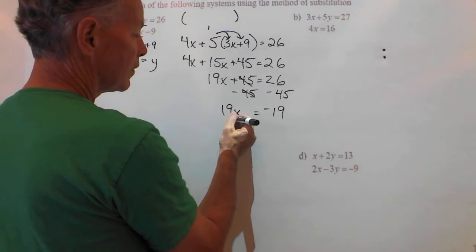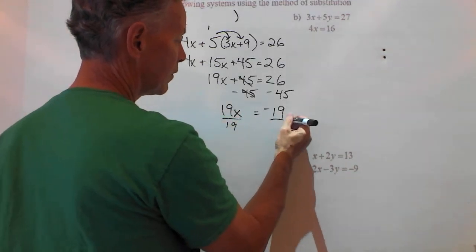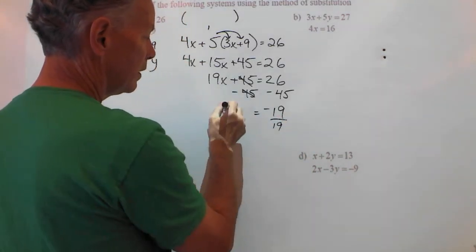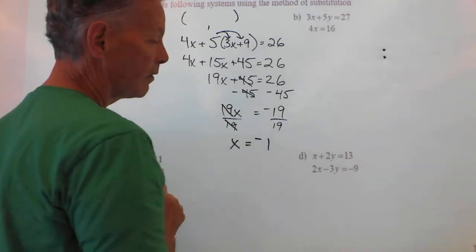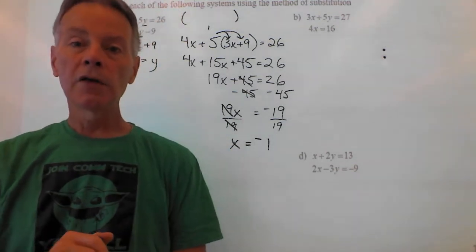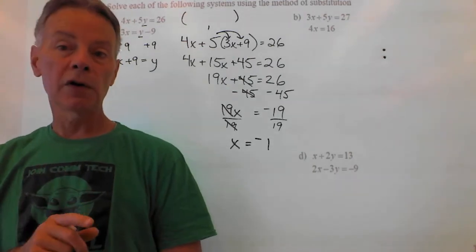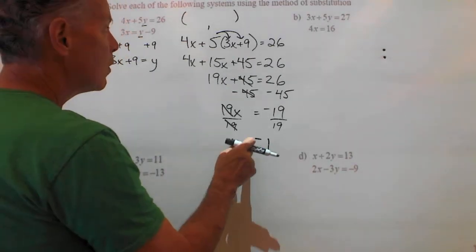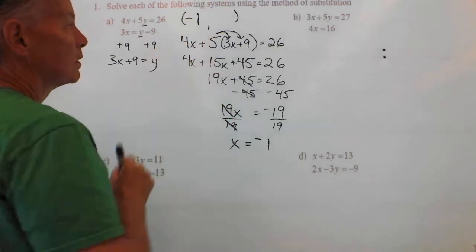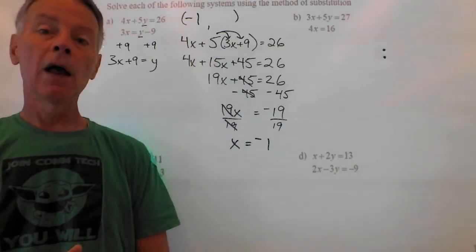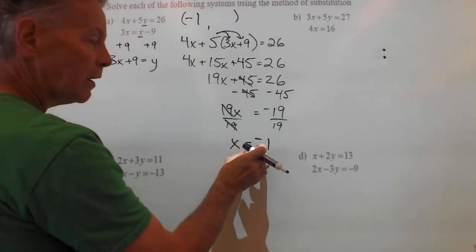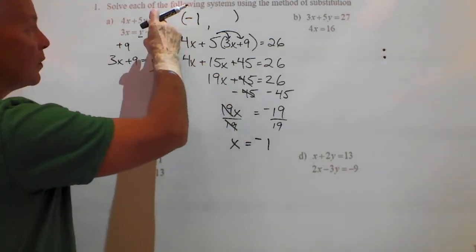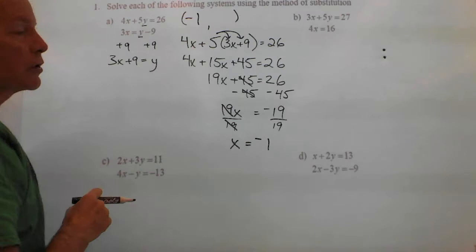Finally, get rid of this 19, divide both sides by 19, leaving you with 1x on this side and negative 1 on this side. So, we're halfway to our solution, okay? We know what the x component is now. It's negative 1. Now we have to find the y.